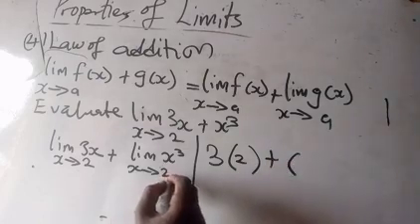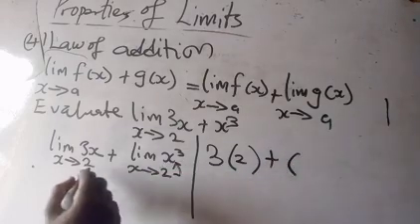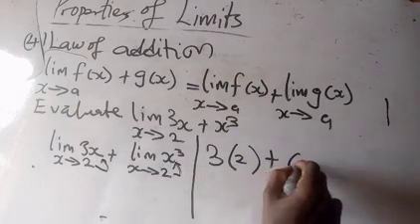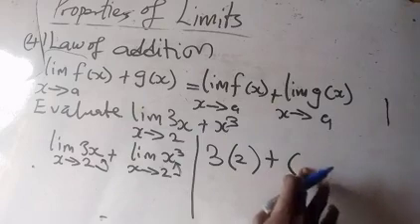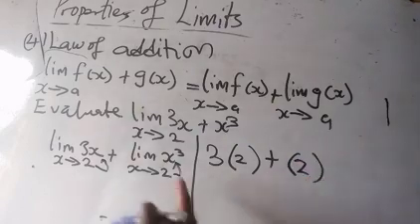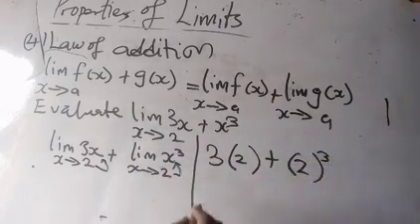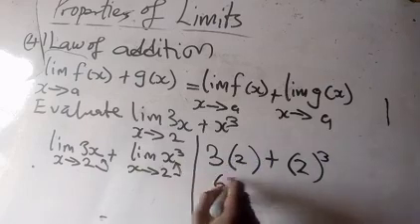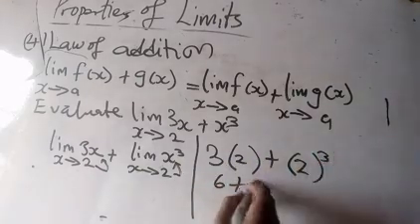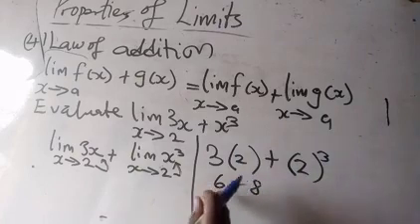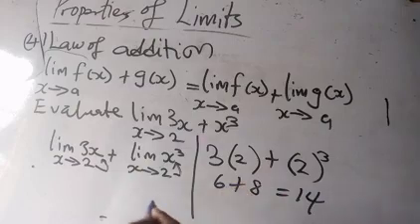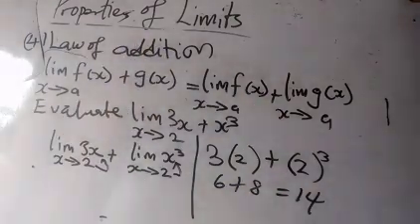So we substitute this 2 into this. This 2 is substituted into this. Sorry, 2 raised to power 3. 2 multiply 3 multiply 2 is 6, plus 2 raised to power 3, which is 8. 6 plus 8 equal to 14. So that is the law of addition.